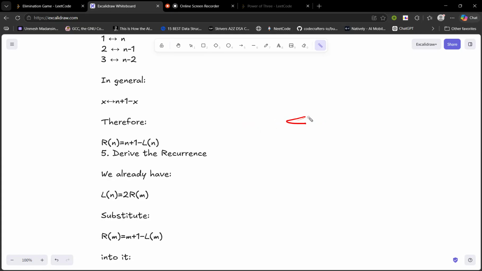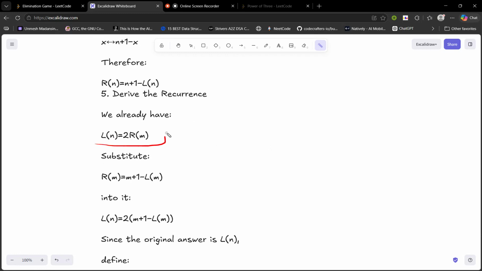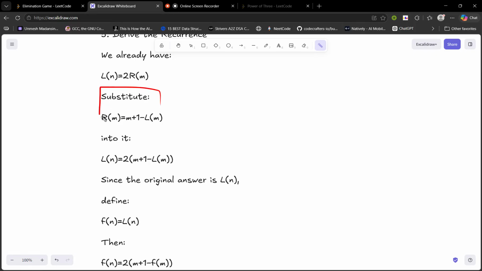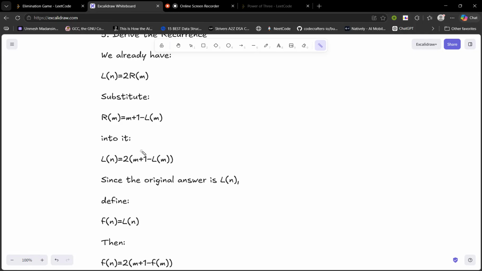So if we are starting from the right side, we call it Rn, and if we are starting from the left side, we call it ln. So Rn will be equal to n plus 1 minus ln. Now we also defined earlier ln is equal to 2 into Rm. So now substitute, instead of ln, this will be Rm is equal to m plus 1 minus lm. From here we have just substituted n to m.